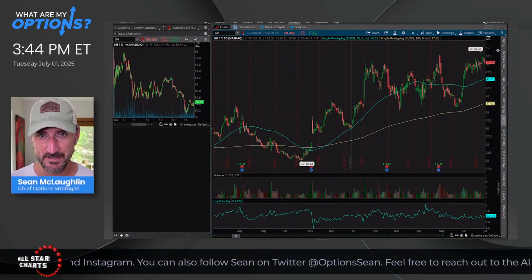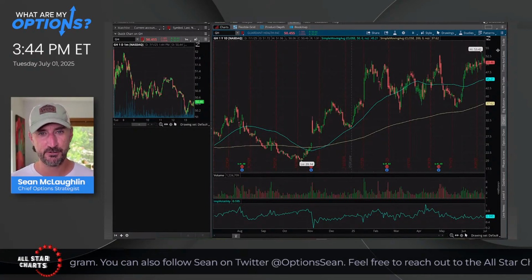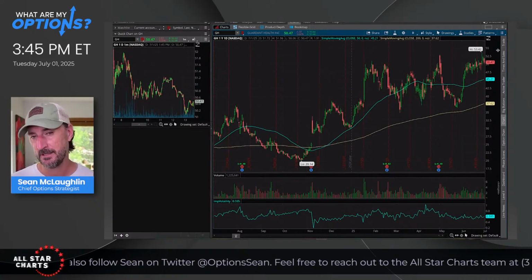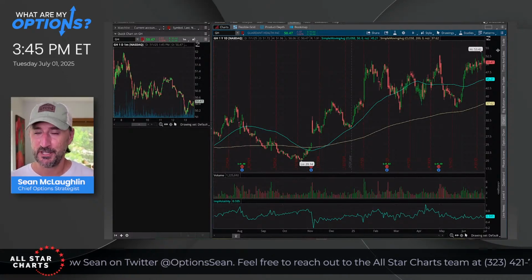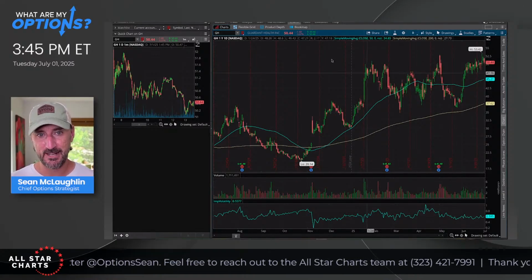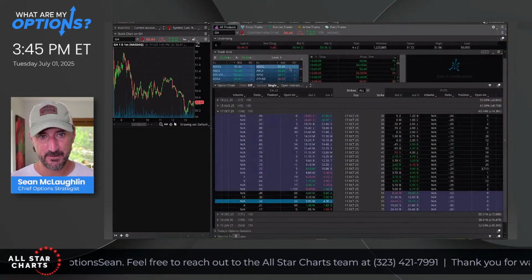Now, to some of you, that might sound foreign. Wait, you could do a bullish trade with puts? I thought puts were bearish trades. I thought you're betting on a stock going down. Yes, but you could also get short puts, right? You could sell puts, or in this case, a bull put spread. So let's check that out. Let's see what our options are there.